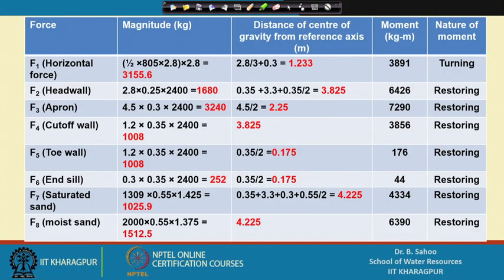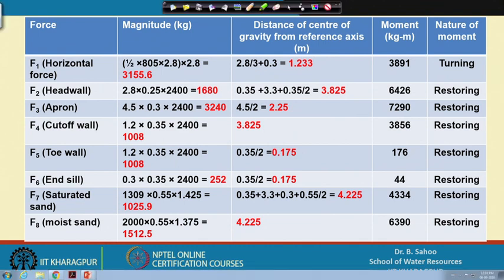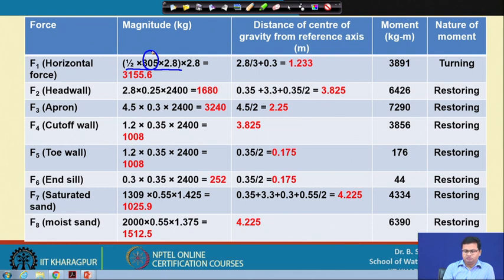Now, I have to fill up the table. I have to estimate my forces F 1, F 2, F 3, F 4, F 5, and their magnitudes. You know that the force is equal to the pressure into the area of that pressure triangle. That is estimated for F 1, because this is the equivalent fluid pressure. So, it is half into 805, my gamma equivalent, into 2.8, the height of that equivalent pressure, as you can see from the previous figure, into the height again 2.8.